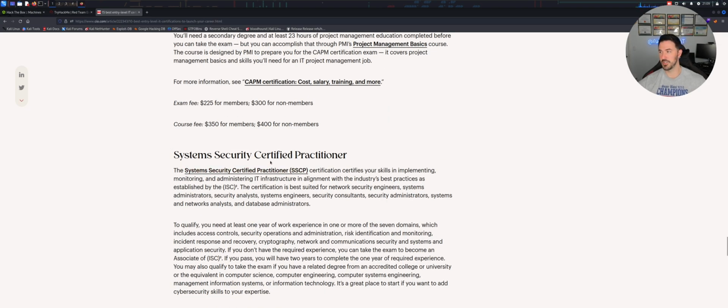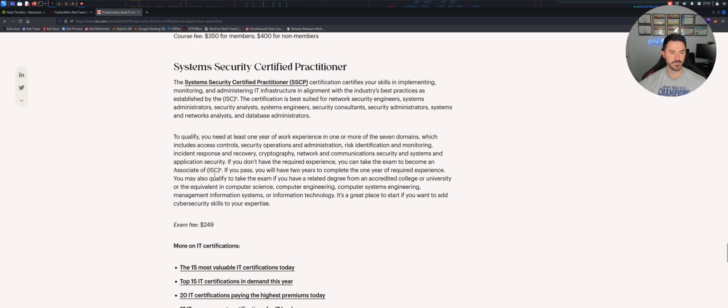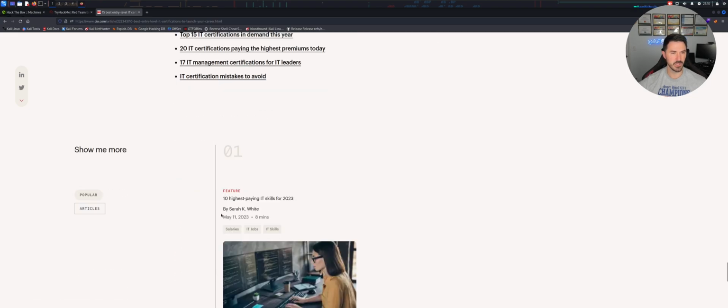SSCP, mine's up there. This is definitely something awesome. It's from ISC2. This is a good certification to have if you want to be more technical, right? The CISSP is definitely more managerial, but SSCP is something you can get if you're interested in practitioner work, right? So is that it? That was pretty much it.